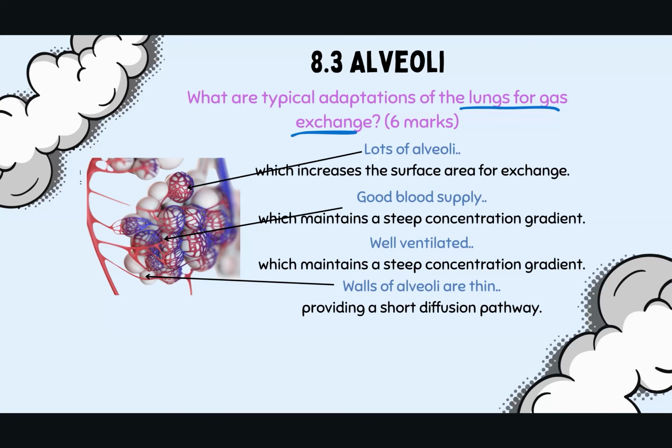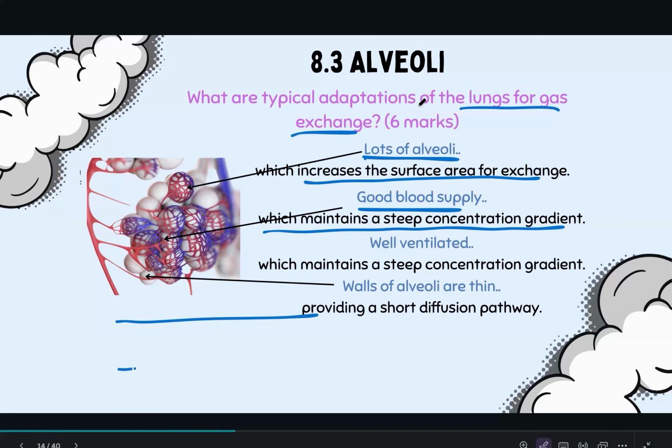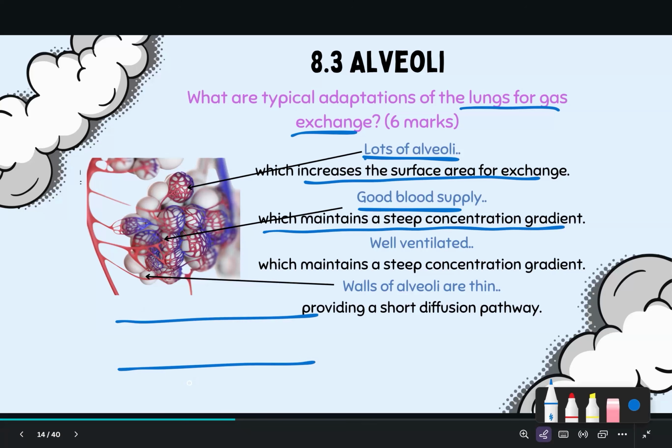So look, the first thing we've identified, the lungs have got lots of alveoli. Why is that important? Because it increases the surface area for exchange. So it means the body takes in more oxygen and releases more carbon dioxide. Then it's got a good blood supply, which maintains a steep concentration gradient. So what that means is, let me just redraw this.